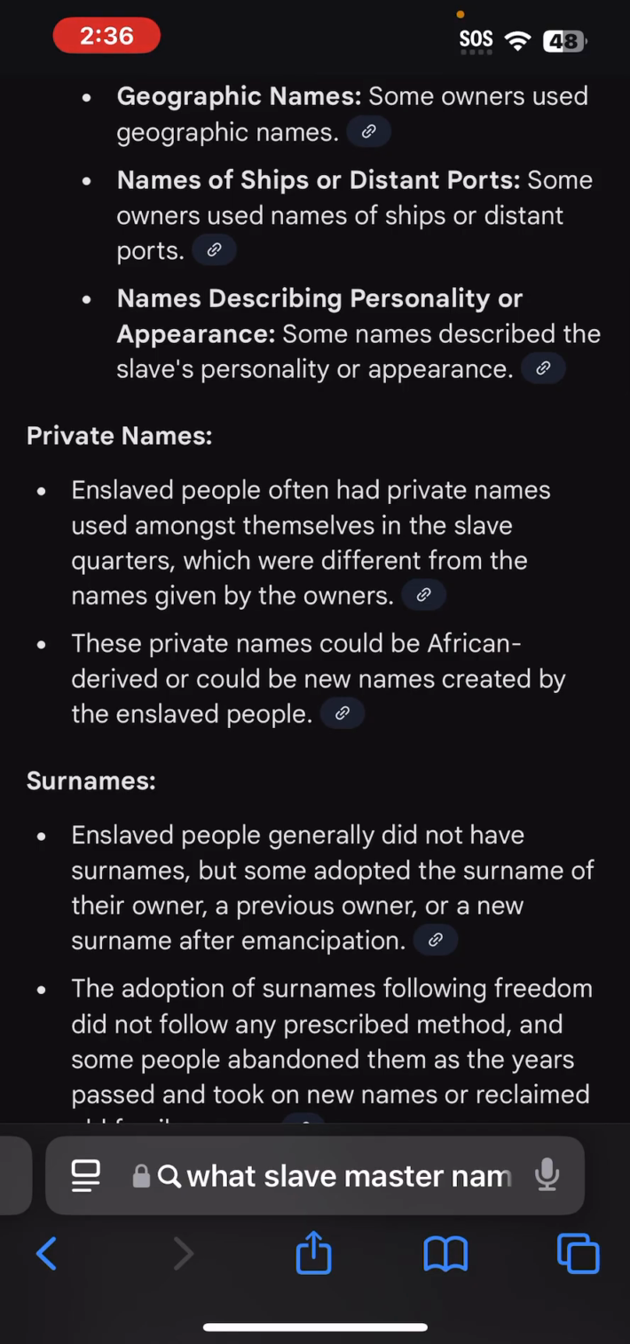Some enslaved people often had private names used amongst themselves in the slave quarters, which were different from the names given by the owners. So they had private names. These private names could be African-derived or could be new names created by enslaved people. So really, man, they took the dollar.